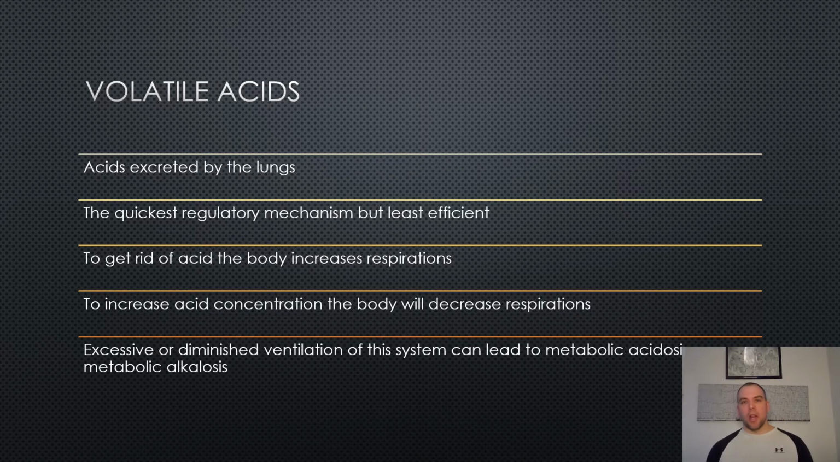So volatile acids get excreted by the lungs, right? And this is one of the reasons that we say that the kidneys are much more efficient than the lungs, because the lungs can only get rid of volatile acids. So therefore, as an all-around mechanism to control acid-base balance, they're not extremely efficient because there's certain acids they can't deal with at all.